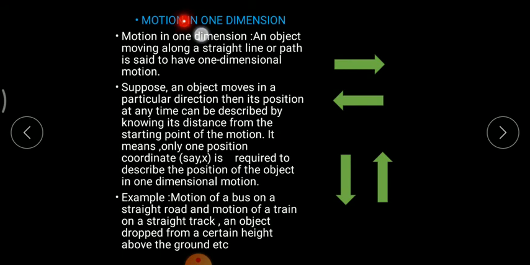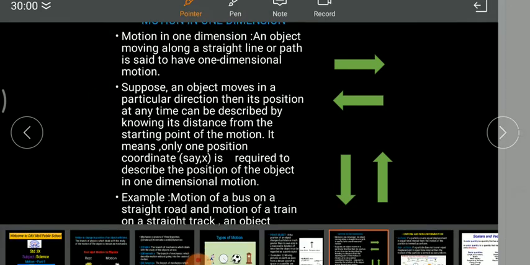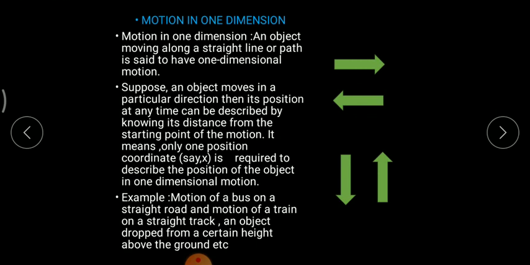Now, motion in one dimension. There are different dimensions. This dimension concept you will study in 11th standard, but a little bit about motion in one dimension. One dimension means if an object is moving only along one axis, we will say that motion is one dimensional motion. For instance, if an object is moving in the right direction or in the left direction, it is using only one axis, which means it is a 1D motion.